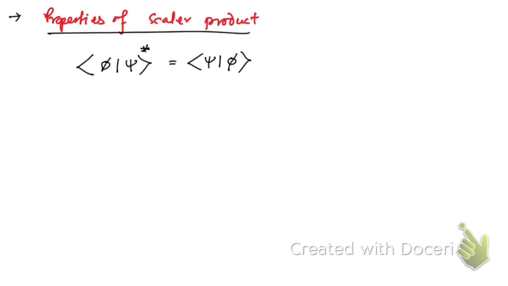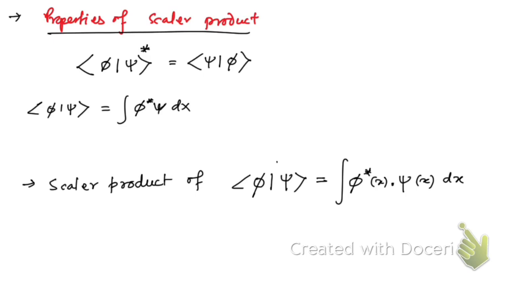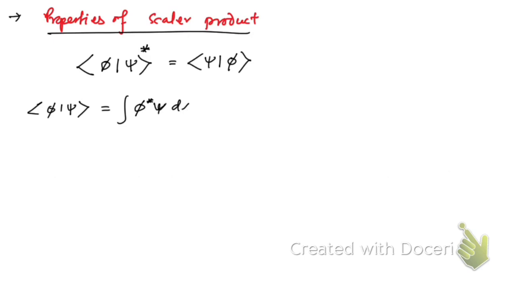So now you see, one more thing. First let me show you how. By definition we know that the dot product of this is given by the integration of phi star psi dx, right? We have already got this one. I have already shown this, the scalar product of two functions, phi star psi dx. I have not written the x here, okay? So hope you have understood this.